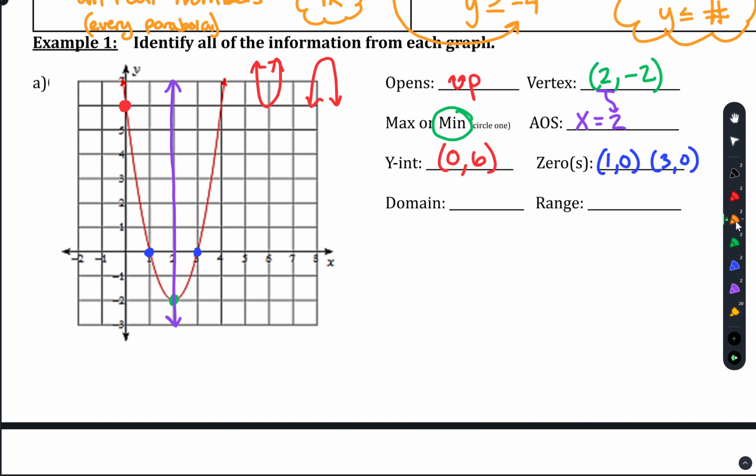Domain is the same thing every single time. It is all real numbers. Or you could use the fancy symbol if you would like to. And then the range is the hard one. The range starts with a y. I'm looking at a minimum value. So this graph touches everything bigger than that value, so I want greater than or equal to. And then that number is going to come from the y value of my vertex. Questions? You think you can help me with the next 2?